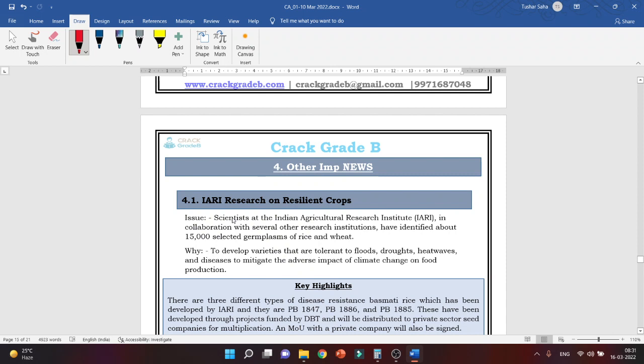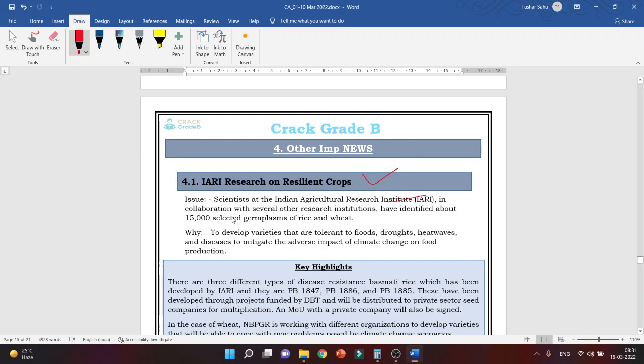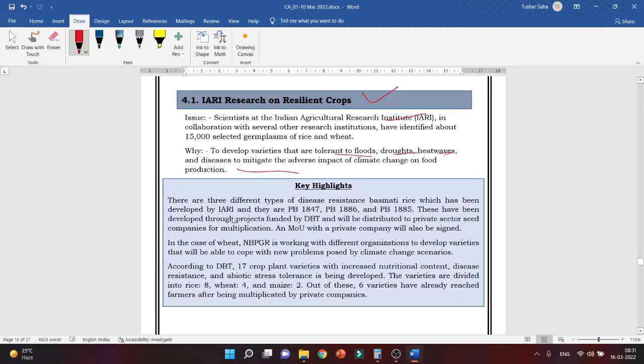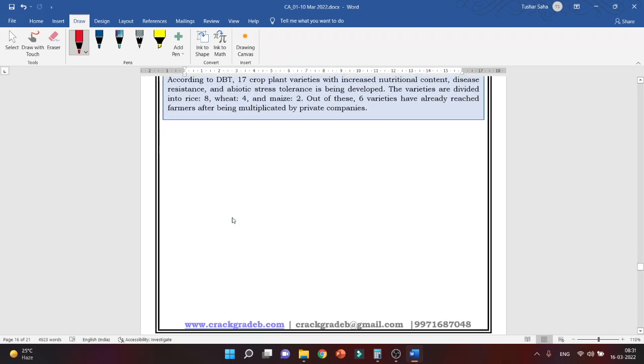Then, IARI research on resilient crops. Okay, the Indian Agricultural Research Institute is doing research because they want to develop certain varieties of crops that are tolerant to floods, drought, heat waves, and disease, right? And in this regard, they have done it. These are the names of a few of the types of resistant varieties that they have developed. You can go through it.